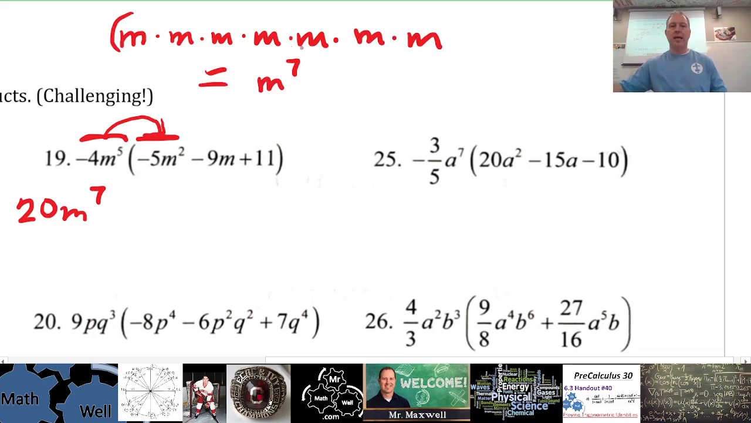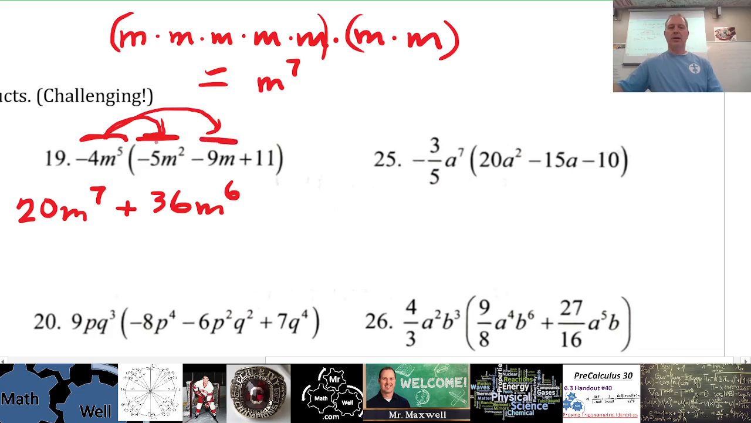And I could put little brackets around here if that'll help, and see, there we go. Now we have m to the 5 times m squared gives you m to the 7. So you should know that, but that's why, if you're wondering. Okay. Negative 4 now times negative 9m. Okay, so negative 4 times negative 9 is going to be plus... What's 4 times 9? 4 times 9 is 36. Good. M to the 5th times m to the 1 is m to the 6.